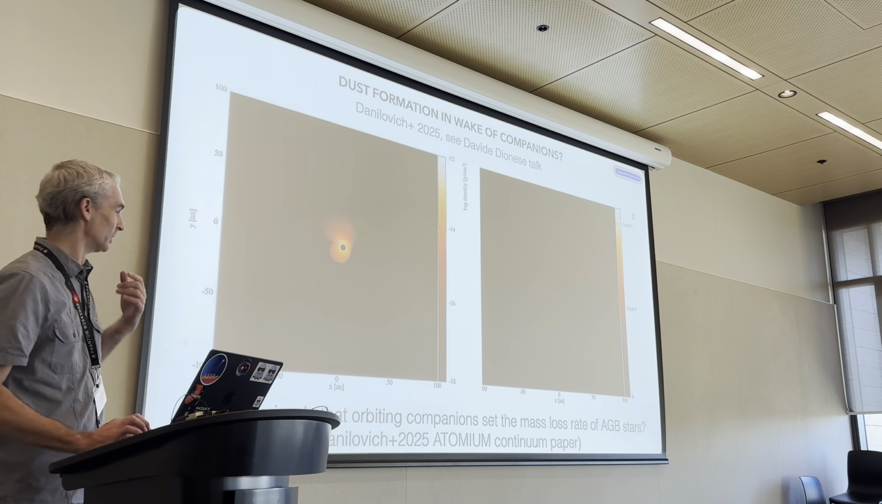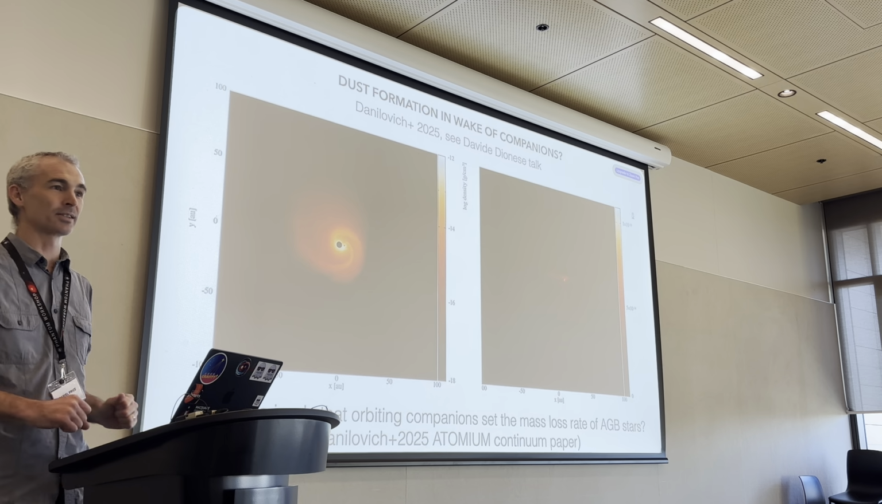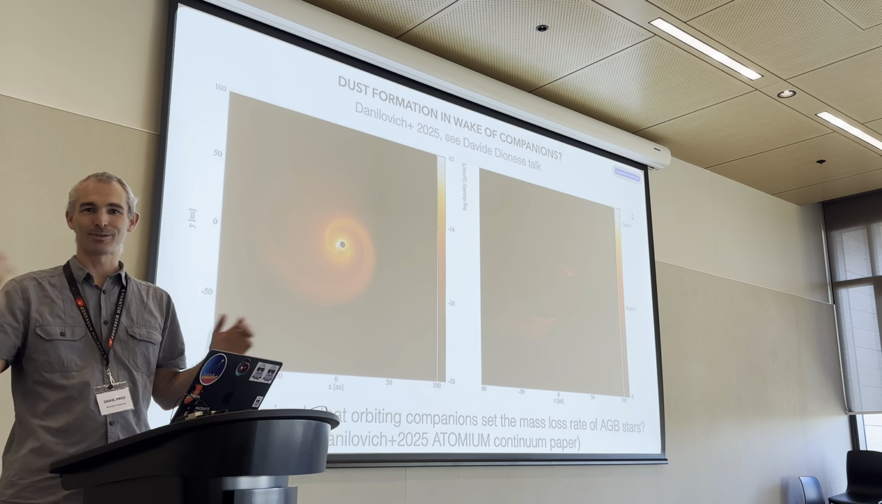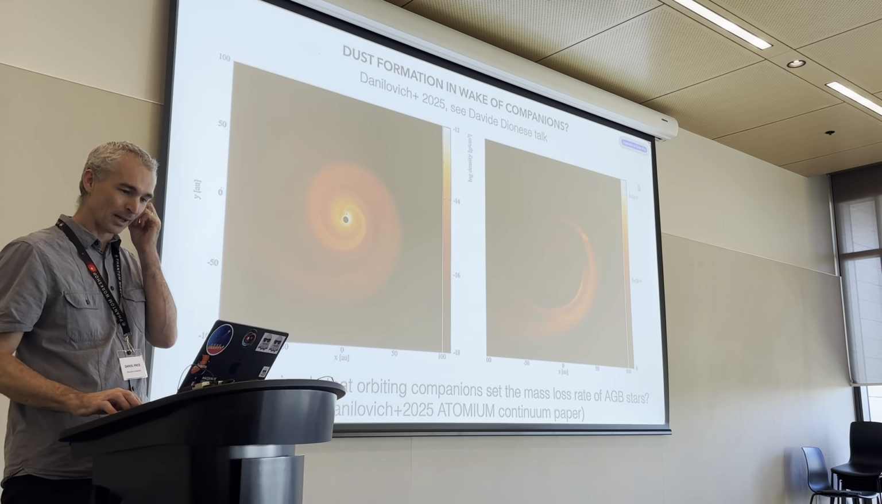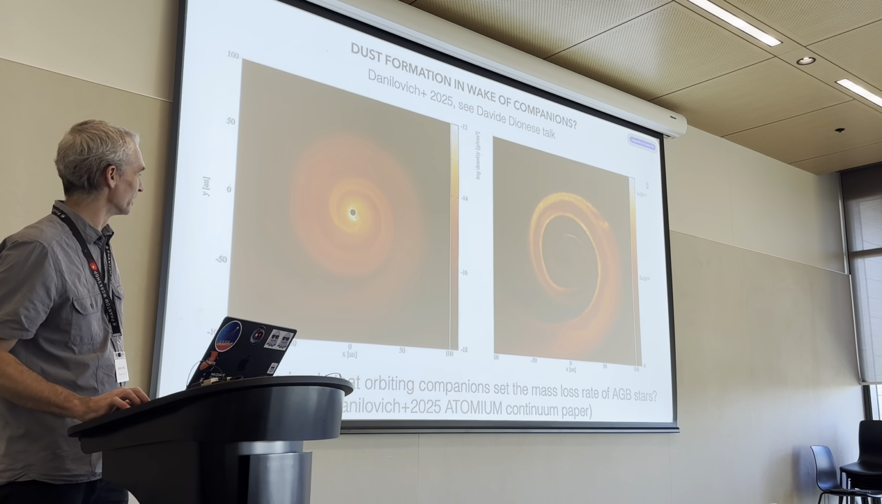So, for example, one implication could be that the companions are actually setting the mass loss of AGB stars, and if mass loss of AGB stars is kind of the whole game for AGB stars, that could be quite significant if true. Yes, so the one on the right there is just the amount of dust formation going on.